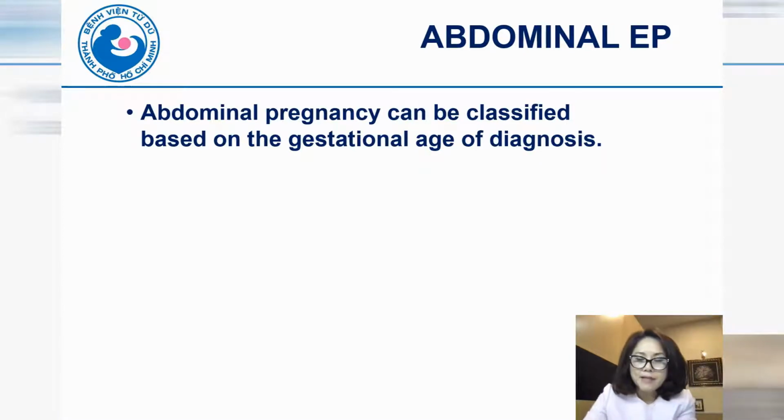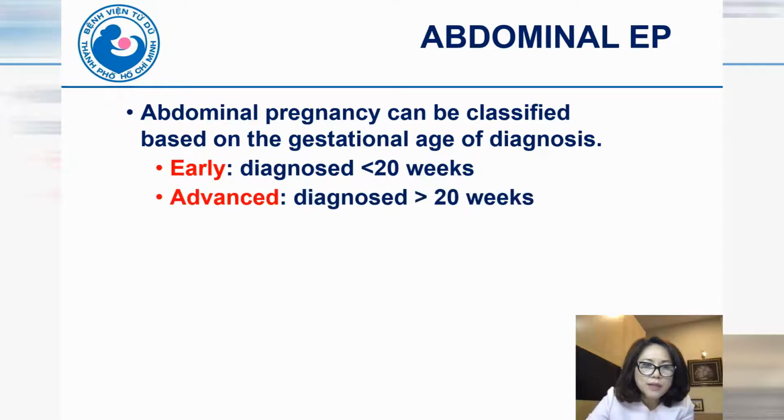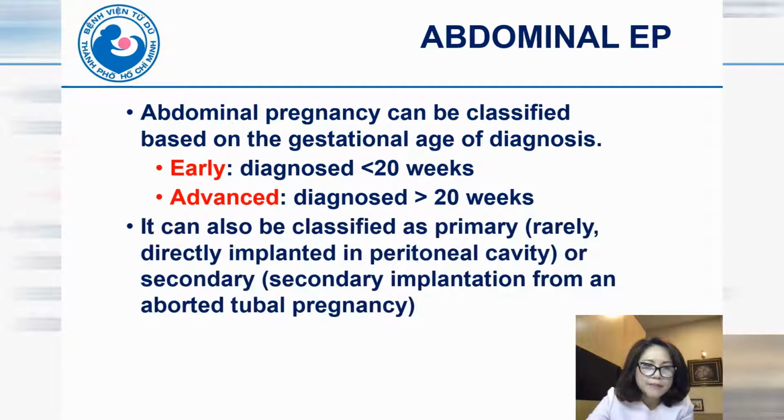Abdominal pregnancy can be classified based on the gestational age at diagnosis: early if diagnosed at or before 20 weeks, and advanced if diagnosed after 20 weeks of gestational age. It can also be classified as primary, which is rare, when the ovum directly implants into the peritoneal cavity, or secondary, from implantation after an aborted tubal pregnancy.